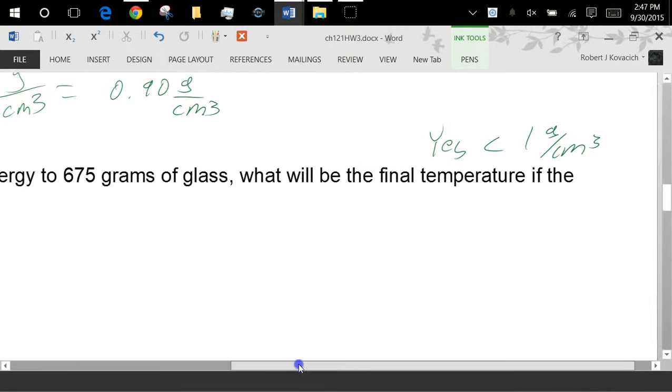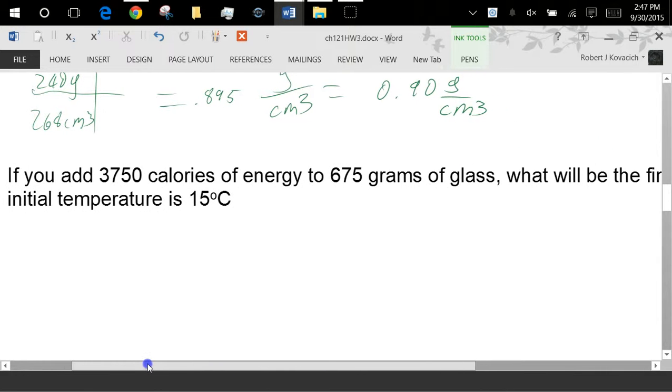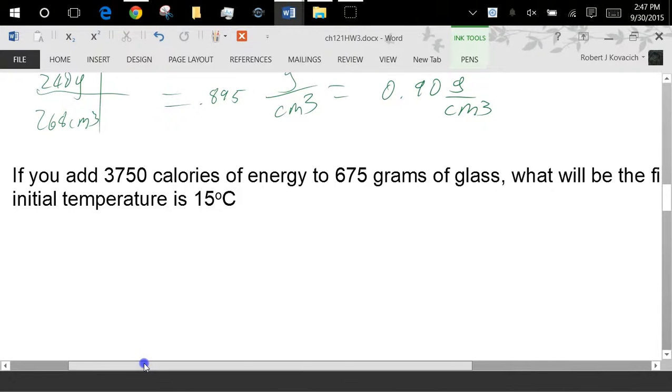All right, so this next one, I want to know what the final temperature is for a piece of glass that I put 3,750 calories into. All right, so what unit is my answer going to be in? Degrees C. Okay, great. So what I have here is calories, grams, and the fact that I'm looking at glass.